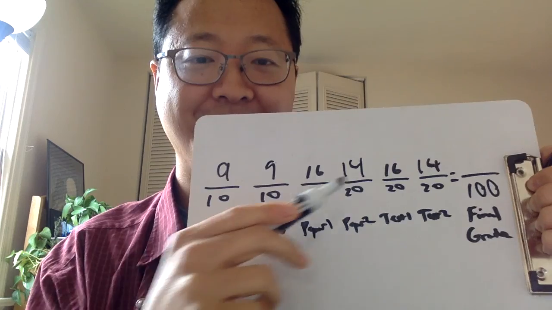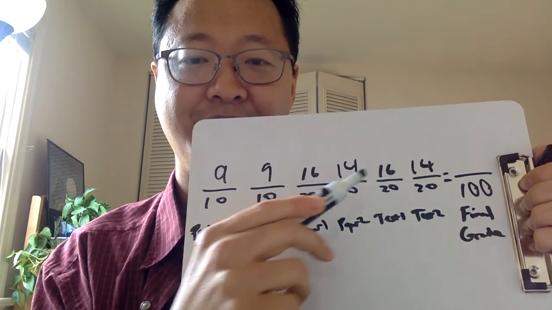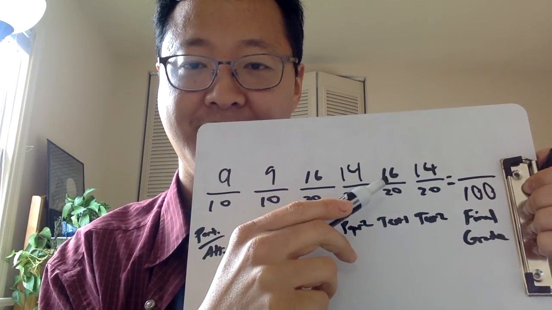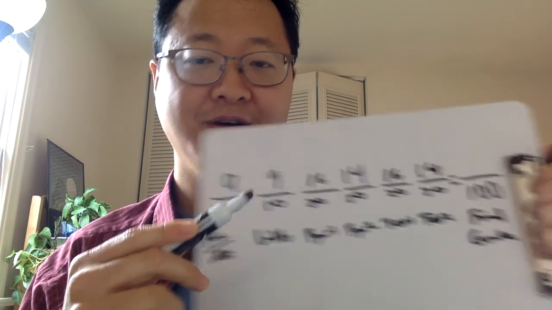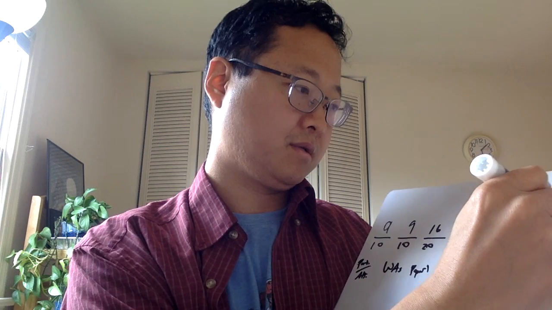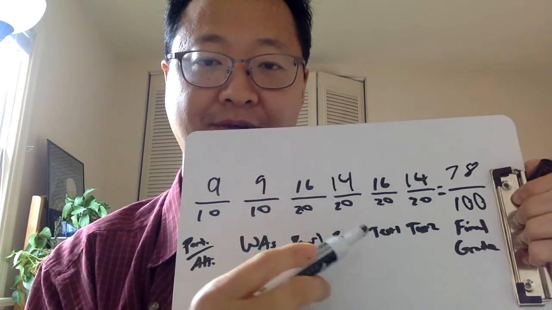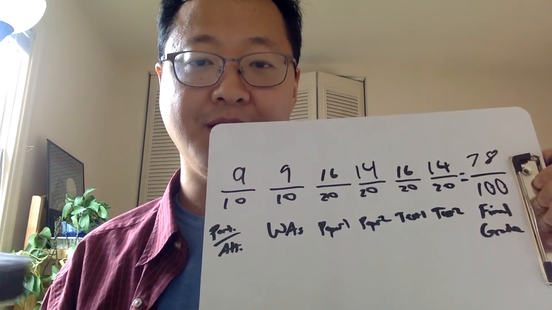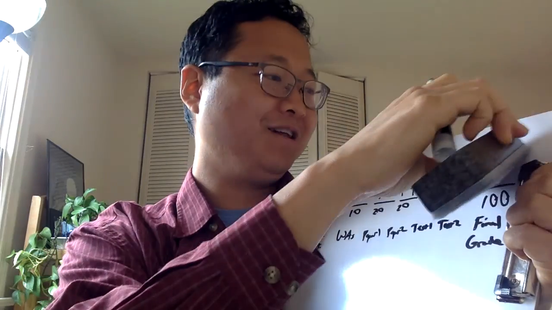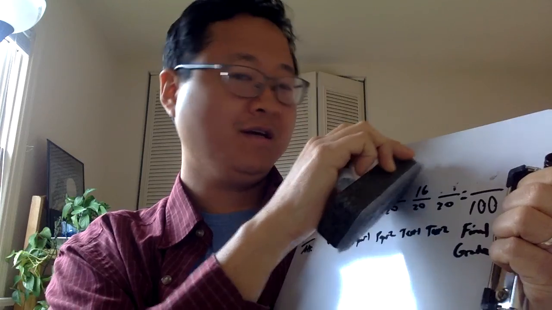Now we can calculate what your final grade would be if you got a 14 and a 14. It would be 14 plus 16 is 30, 14 plus 16 is 30, 60, and then it would be a 78%. Okay, if you got a 14 and a 14 based on those grades. And then you can fill in the other spots accordingly.